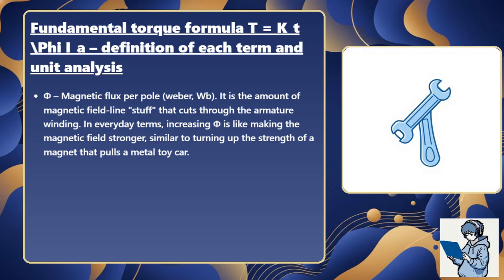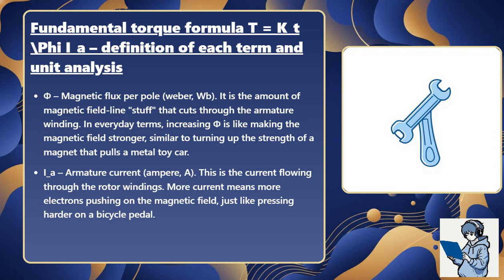Phi, magnetic flux per pole, Weber, Wb. It is the amount of magnetic field line stuff that cuts through the armature winding. In everyday terms, increasing phi is like making the magnetic field stronger, similar to turning up the strength of a magnet that pulls a metal toy car. IA, armature current, ampere, A. This is the current flowing through the rotor windings. More current means more electrons pushing on the magnetic field, just like pressing harder on a bicycle pedal.